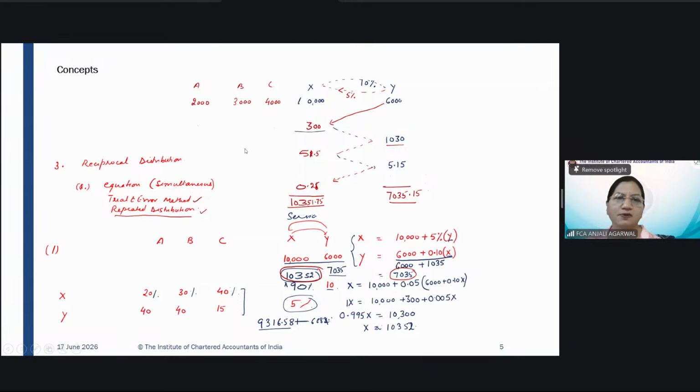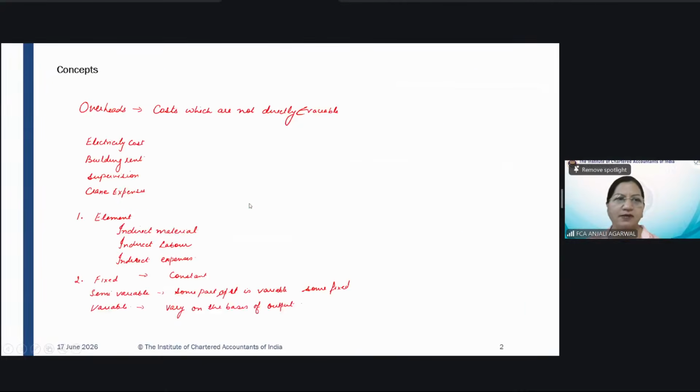All right. So I hope you've understood. I'll just quickly revise. What are overheads? These are indirect costs. They are not directly traceable to an object. They can be classified on the basis of element, like indirect material, indirect labor, indirect expenses. They can be classified on the basis of nature: fixed, semi-variable, or variable. They can also be classified as controllable, uncontrollable.